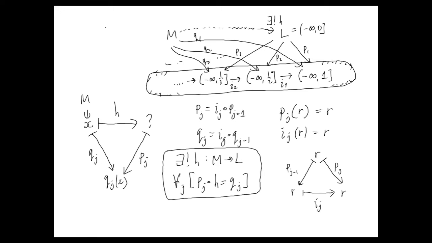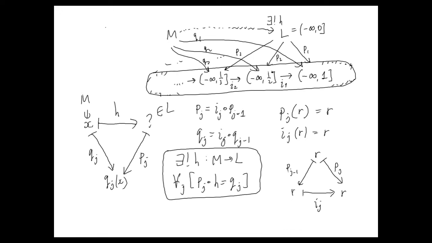So H must map X somewhere in L, so this must be an element of L. And what we know about H is that when we compose it with Pj, it must give me Qj. And so whatever that question mark is, that by Pj must map to Qj of X. And remember that M is given to us, and all the Qs are given, right? So for given M and given Qs, I'm looking for the unique H. Shouldn't it just be Qj of X?